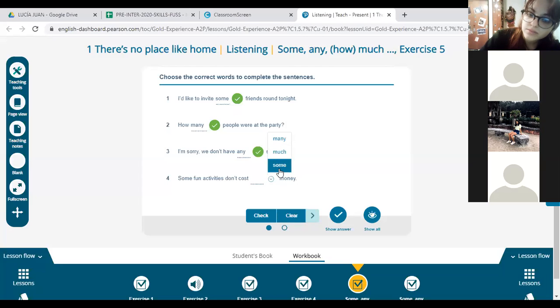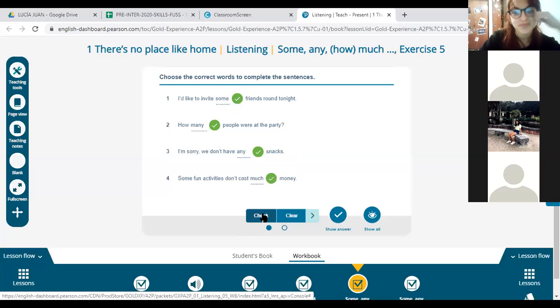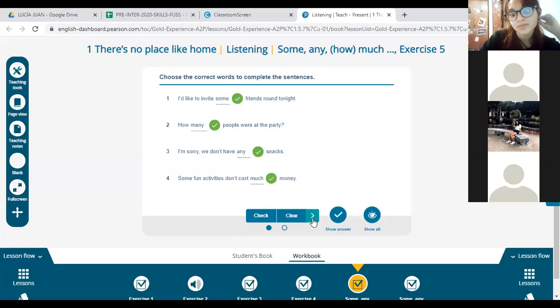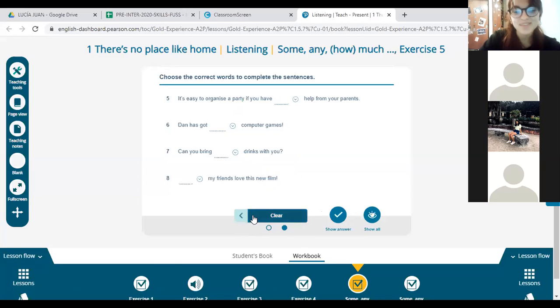Can you do number 4? Some fun activities don't cost much. Very good. Why much? Because it's uncountable. Uncountable. But you did it anyway, so it counts.